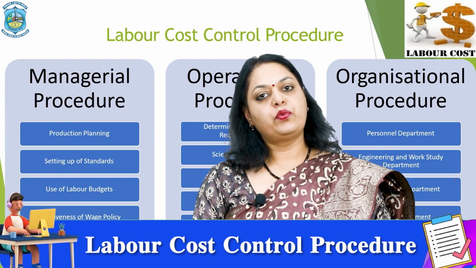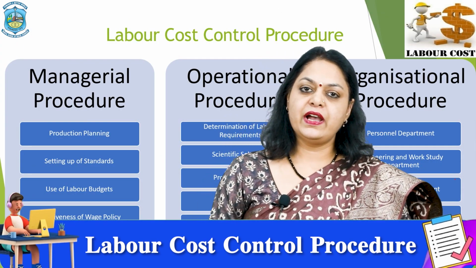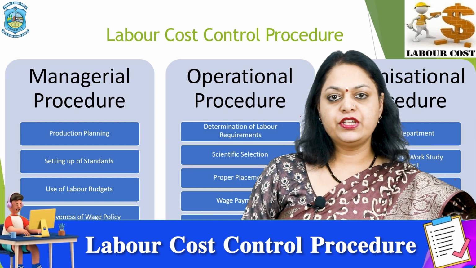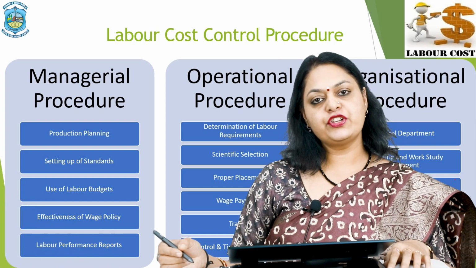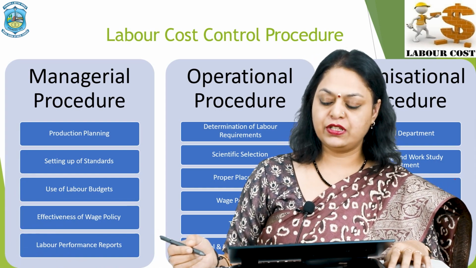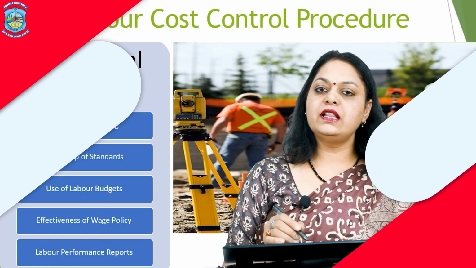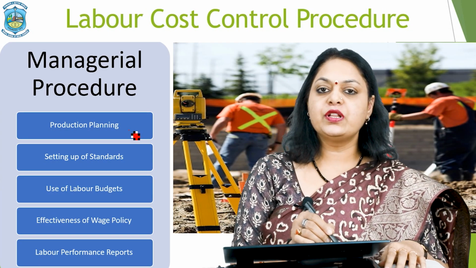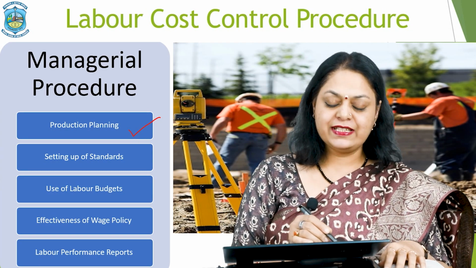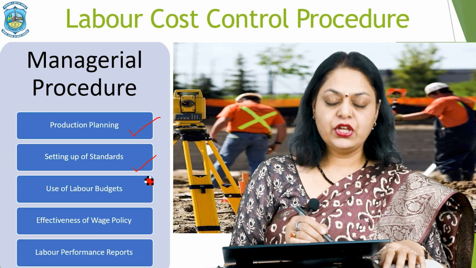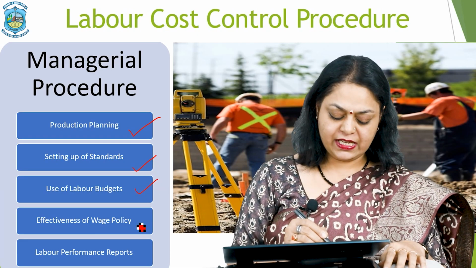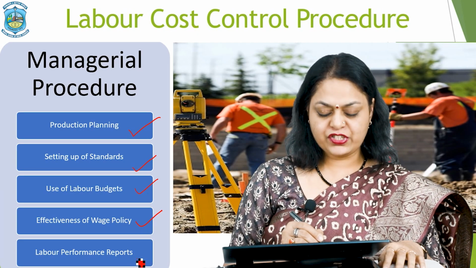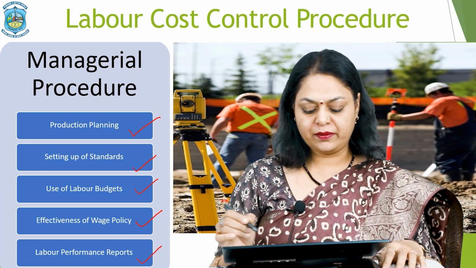Labor cost control procedure. We can classify the labor cost control procedure into three important factors, that is managerial procedure, operational procedure and organizational procedure. Under the managerial procedure, production planning is to be done, setting up of the standard is to be done, use of labor budget is done, effectiveness of wage policy and labor performance report is to be maintained by the management.